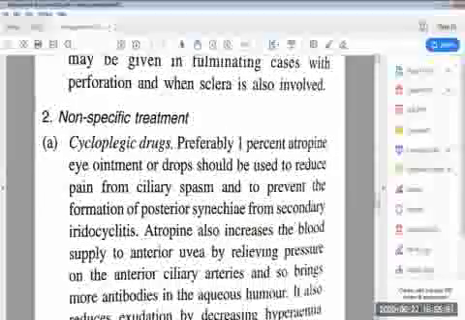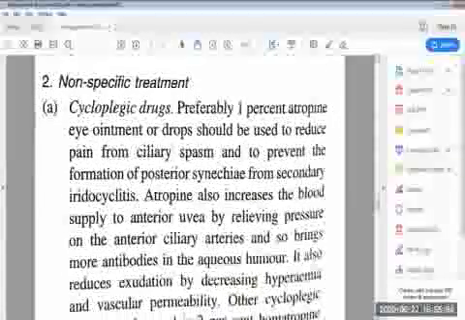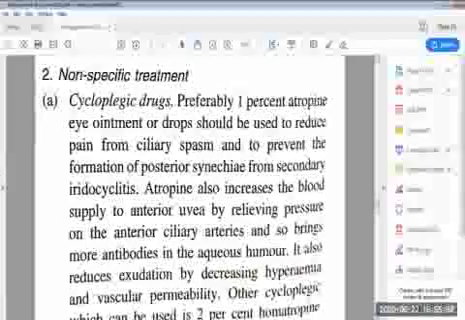Then the non-specific treatment, cycloplegic drugs, preferably 1% atropine eye ointment or drops, should be used to reduce the pain from ciliary spasm and to prevent the formation of posterior synechiae from secondary iridocyclitis.